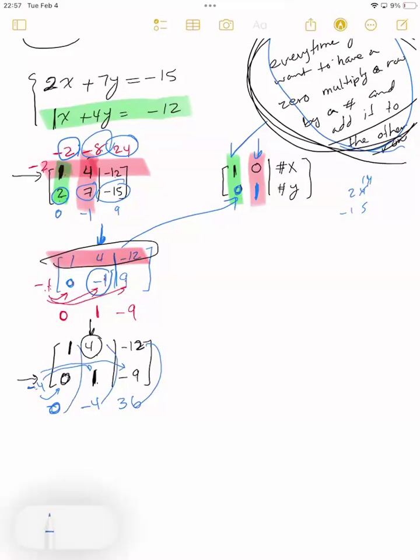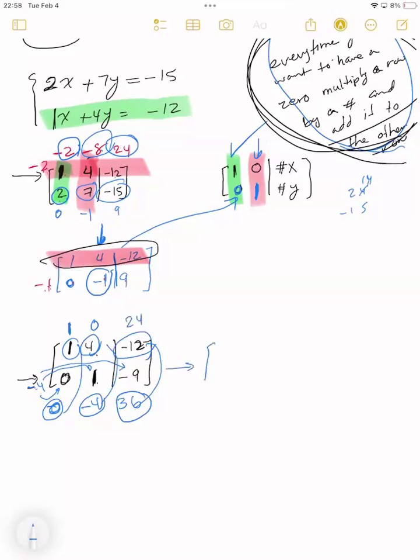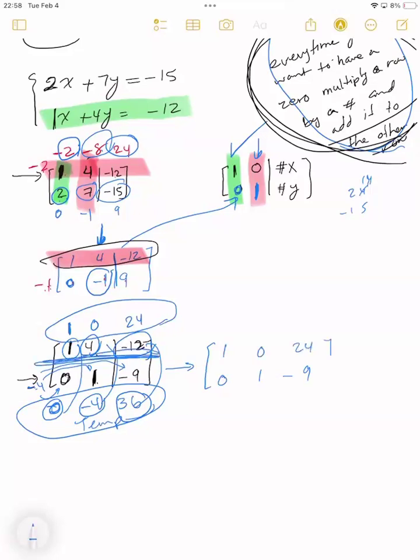So let's see what we get. 0 and 1 is 1. Negative 4 and 4 is 0. 36 and negative 12 is 24. We don't change row 2. These are temporary numbers. This is what we change row 1 to: 1, 0, 24.